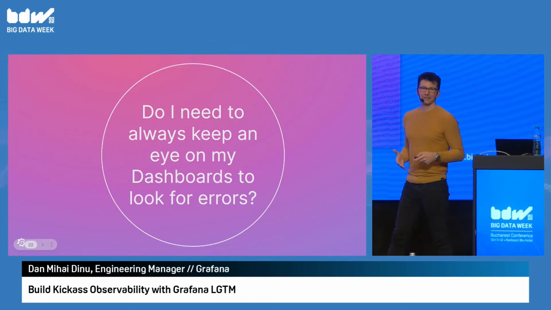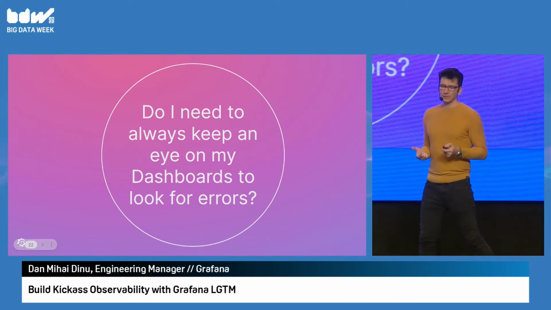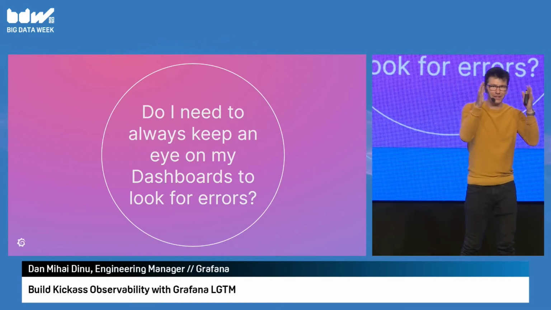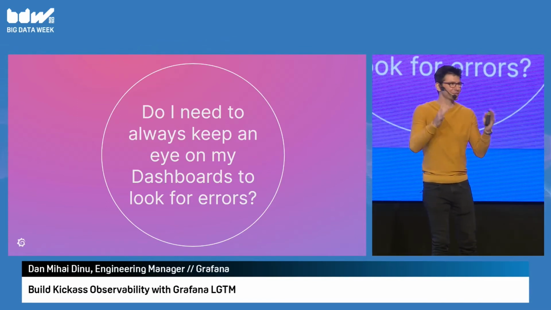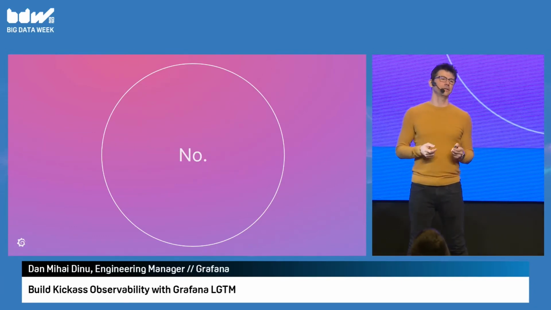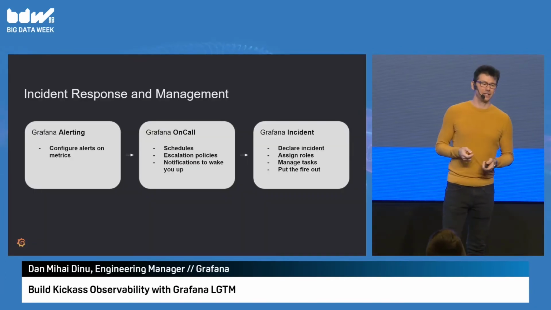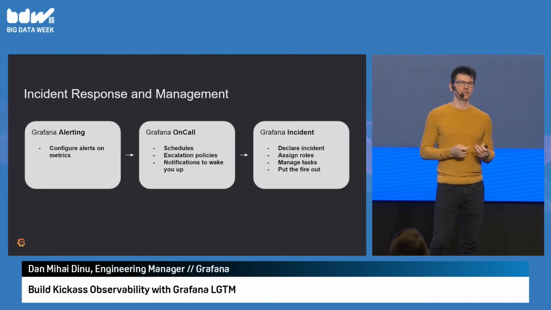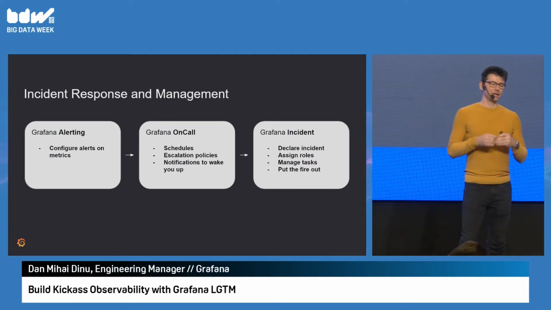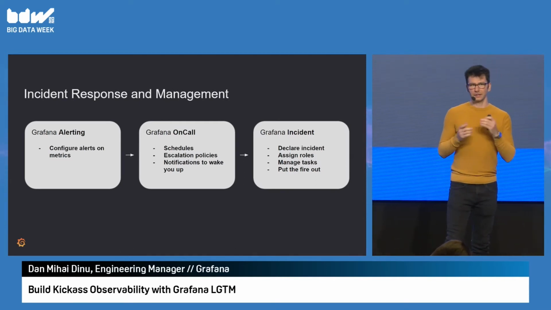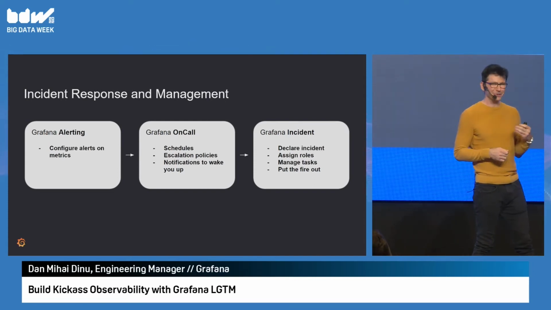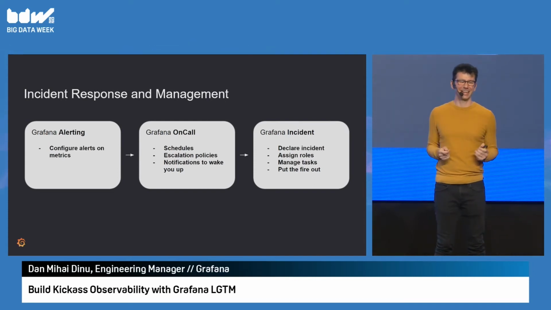So you might ask yourself, Dan, do I always need to keep an eye on dashboards to look out for errors? I stay 24 hours watching the screen, looking for something red? And the answer is no, you don't. And this is where the Grafana incident response and management kicks in. We got 3 different products: Grafana Alerting, OnCall, and Incident. And this can help you out to automate, yourself not watching the screen all the time.